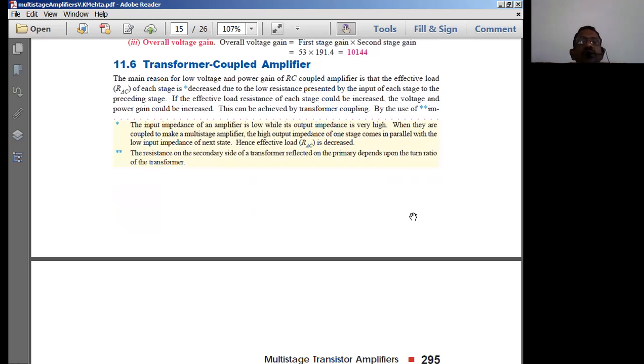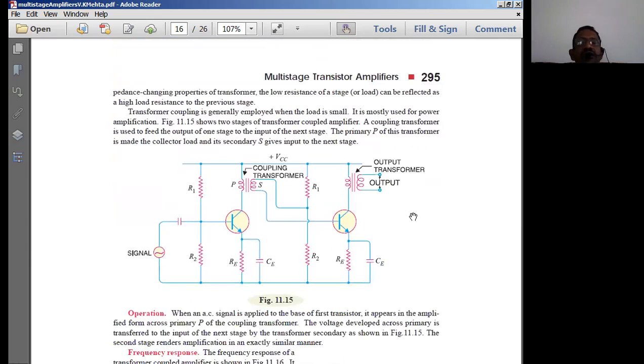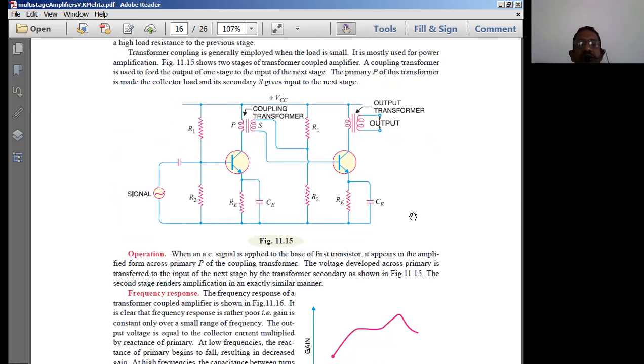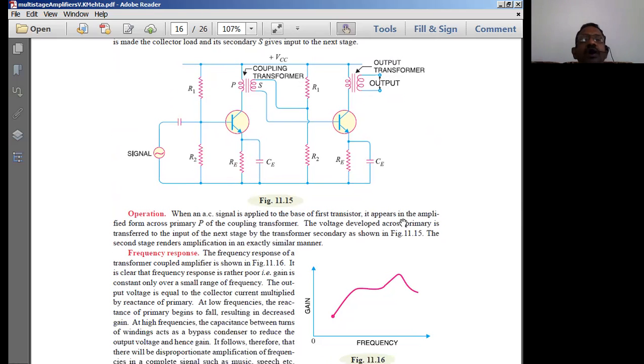Now we discuss the transformer coupled amplifier, which is pretty simple in terms of impedance matching. Let us look at how it is connected. This entire stage is stage 1, and this is stage 2. The output of stage 1 is connected to the input of stage 2 using a transformer. That is why the coupling between the input stage and output stage is done using a transformer, and it is called a transformer coupled amplifier.